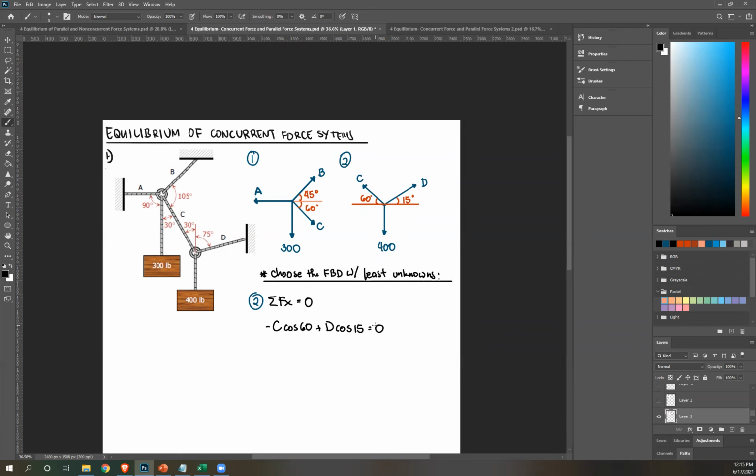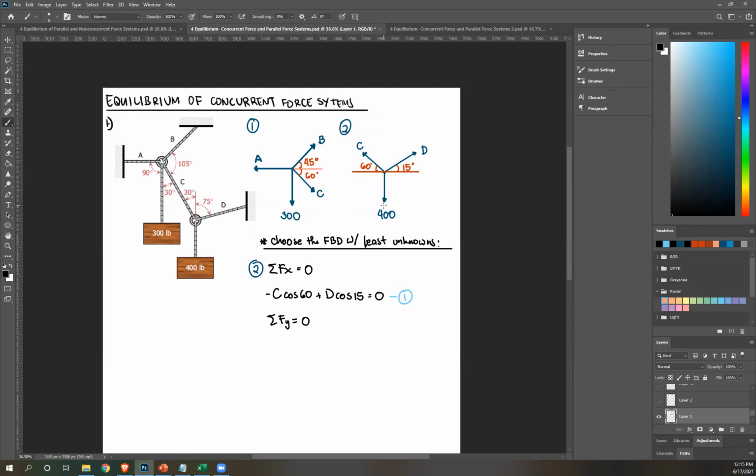And as you can see, there's nothing to solve for here. Whenever you have that, you can just note this as equation 1. And then you move on to the next equation, which is summation of forces y equals 0. Let's start again at C. That's upward, therefore positive C sine 60. This is also upward, so positive B sine 15. This is downward, so negative 400 equals 0. Once again, there's nothing to solve for there. So just note that as equation number 2.